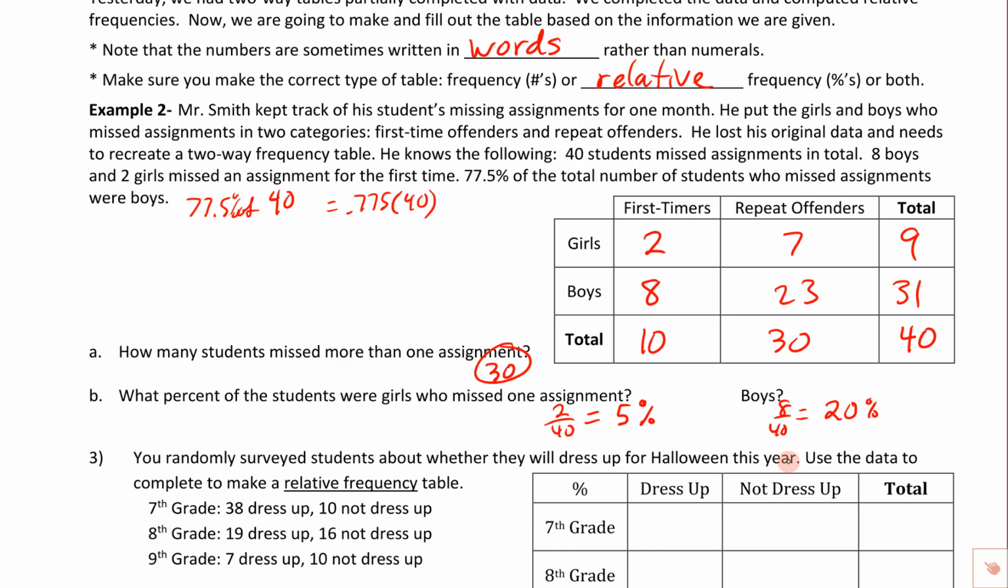So about 25% of the kids had only missed one assignment. And if you take a look right here, this 5% here and this 20% here would add up to 25%, and 10 is 25% of 40. So that looks great. We've got the answers to that one. Now let's take a look at the problems down below.